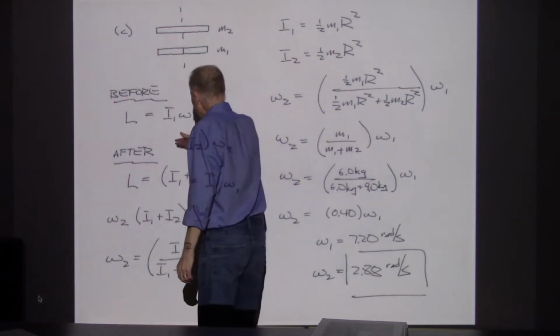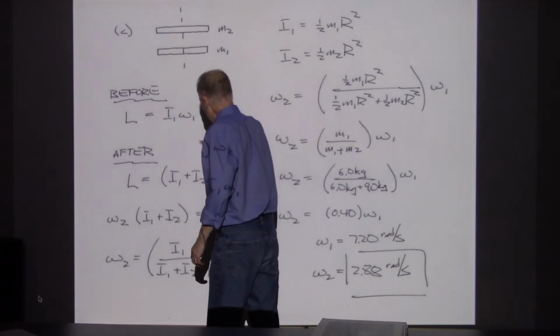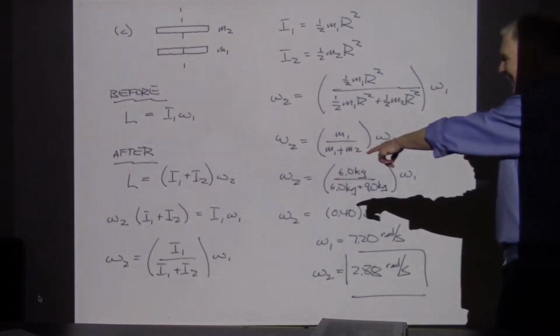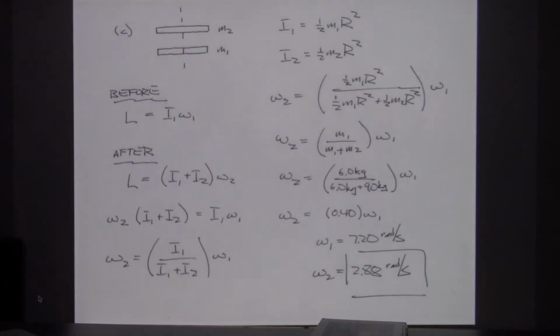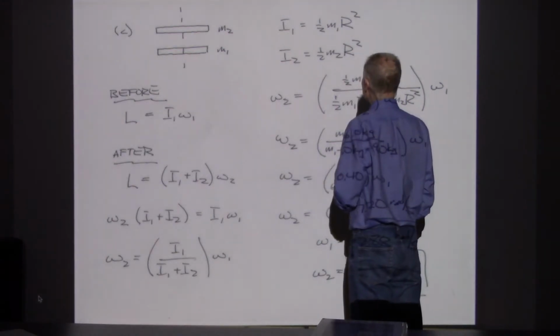So if I carry through the algebra, if I take this expression for angular momentum before and the after expression and set them equal and solve, that's telling me that the rotational velocity after the two cylinders have come into contact, so they're both spinning at the same rate, is given by I1 over I1 plus I2 times omega 1.